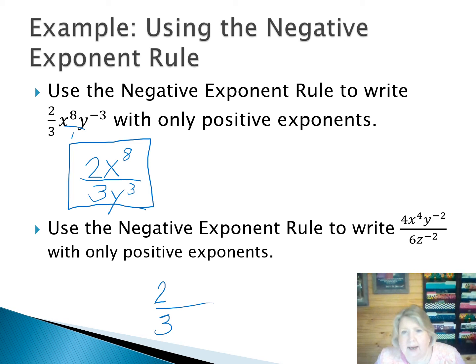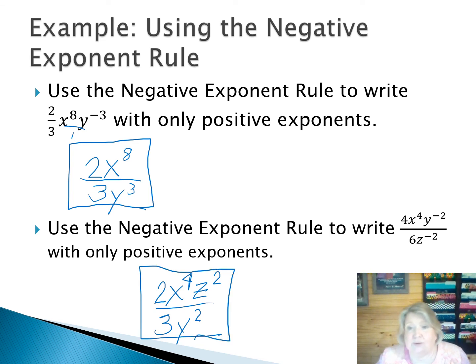All right, then I read on. Behind the 4 in the numerator, I see x to the +4. Since his exponent's positive, he's going to stay where he is and keep it positive. Then I see y to the -2. Since that exponent is negative, I'm going to move it to the denominator and make the exponent positive. Then the only number I haven't dealt with is z to the -2. And since he's negative in the denominator, I'm going to move him to the numerator and make his exponent positive. And therein lies my final answer.